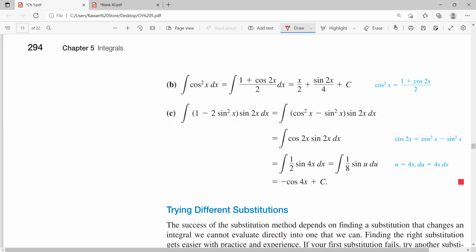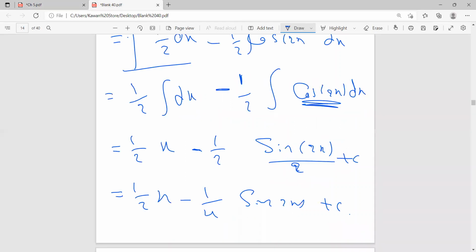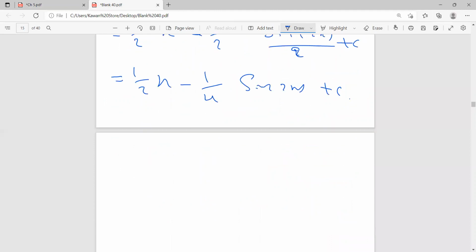C. You see what? 1 minus what, Jamaat? 1 minus 2 sine square x, all of it times sine 2x dx. How do we solve that one?